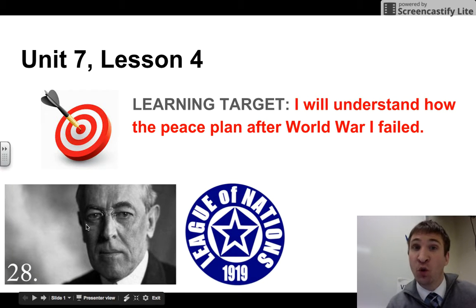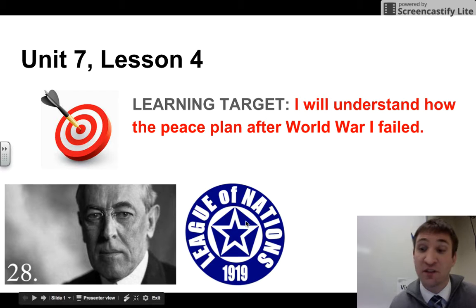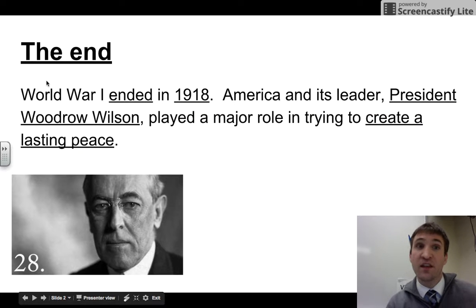Here is Woodrow Wilson, U.S. President. This is his idea. Why doesn't it succeed? Let's find out. The end. World War I ended in 1918. America and its leader, President Woodrow Wilson, played a major role in trying to create a lasting peace.